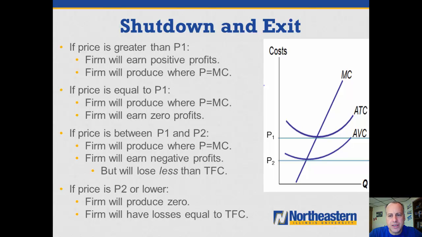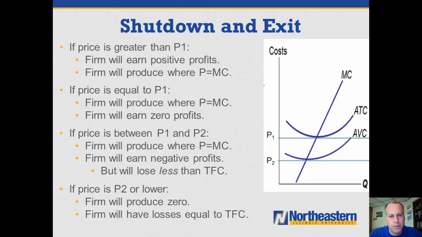So when do we shut down and when do we exit? First of all, it's useful to look at this graph here of average total costs, average variable costs. These are the typical U-shaped average cost curves that we've thought about earlier in the course. If the price exceeds P1, the firm is earning profits. The firm's making money, should stay open and continue to earn those profits.